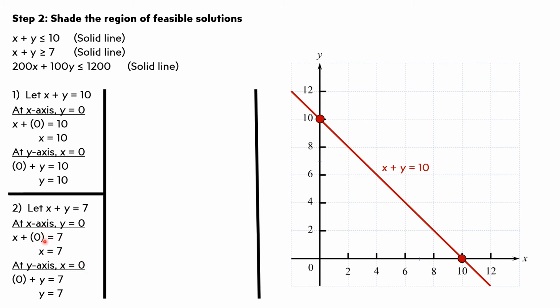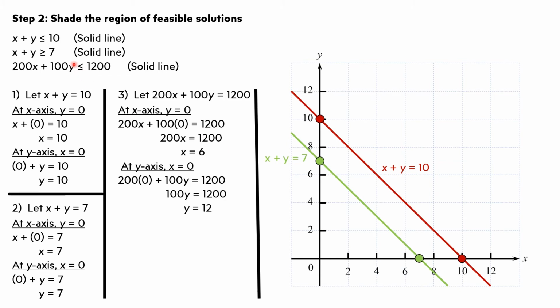At the x-axis, x is 7. Again, here is the x-axis, 7 is here, so we have the first point. At the y-axis, here is our y-axis, our y is equal to 7. Then we connect both points. So here is our second equation, x plus y is equal to 7.